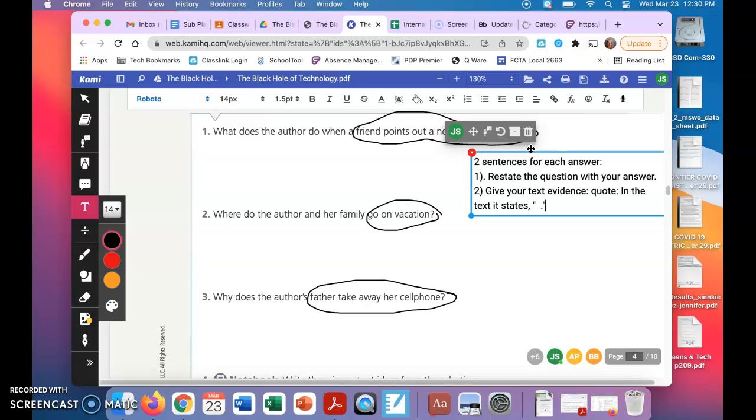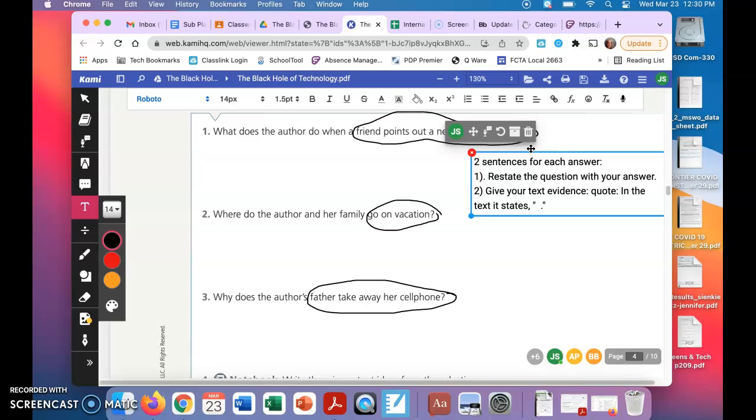So again, you can do these in your book, but I also have given you this document to complete in Kami on this assignment so that you can turn it into me. And because I know sometimes typing on the computer might be a little bit easier for you than writing it on paper.